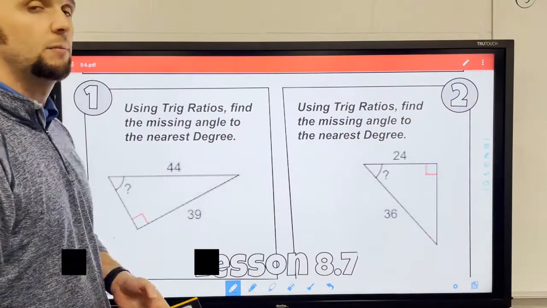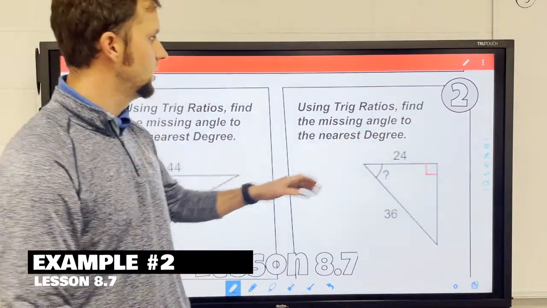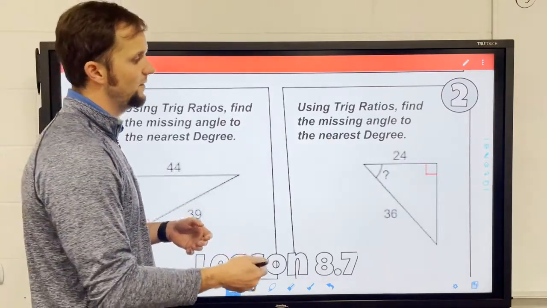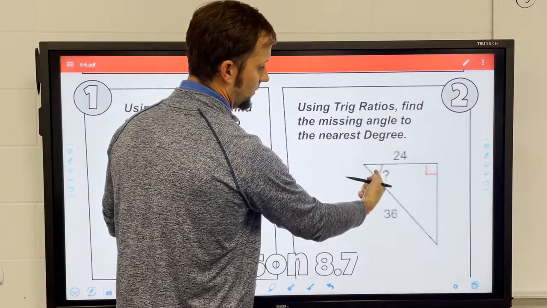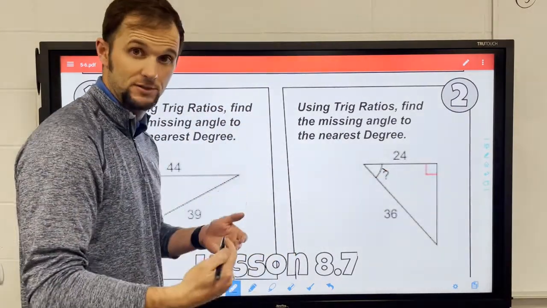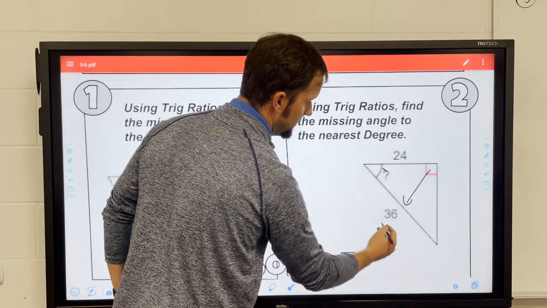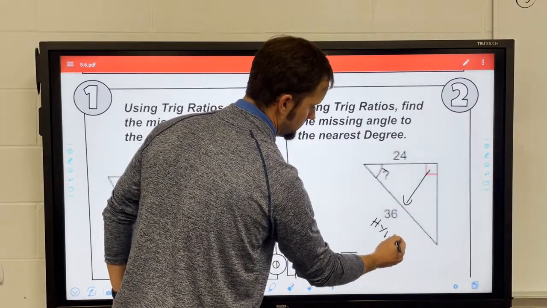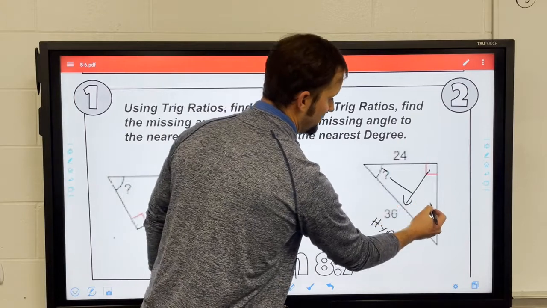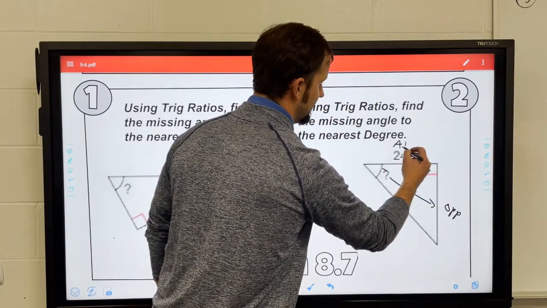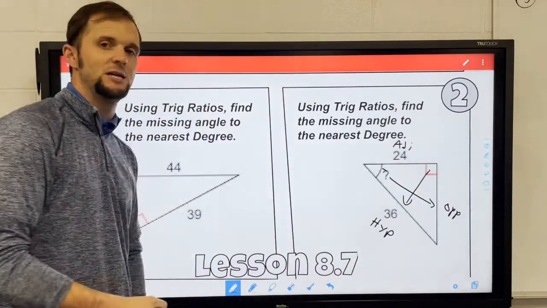Okay, so on example number 2, it says, using the trig ratios, we need to find the missing angle to the nearest degree. So right now, if I look, this is my given angle, or the angle they want me to find. That's my reference angle. So I know opposite of my 90-degree angle is always going to be my hypotenuse. Opposite of my reference angle is going to be the opposite side. And then the third side that I did not label is my adjacent side.